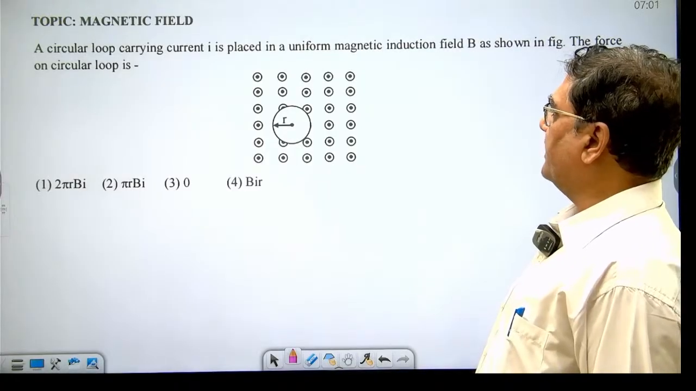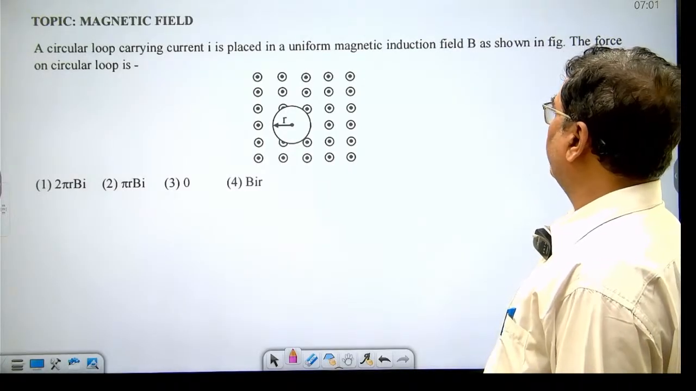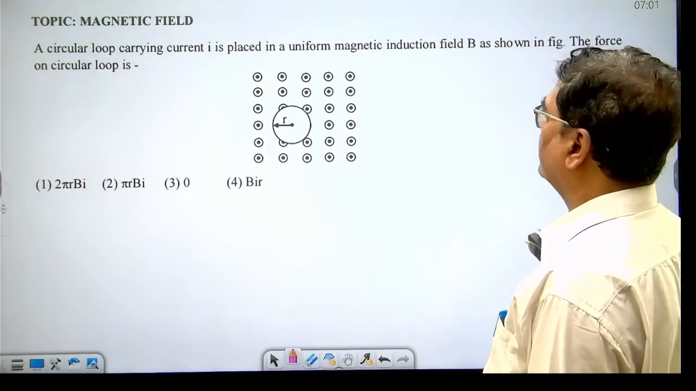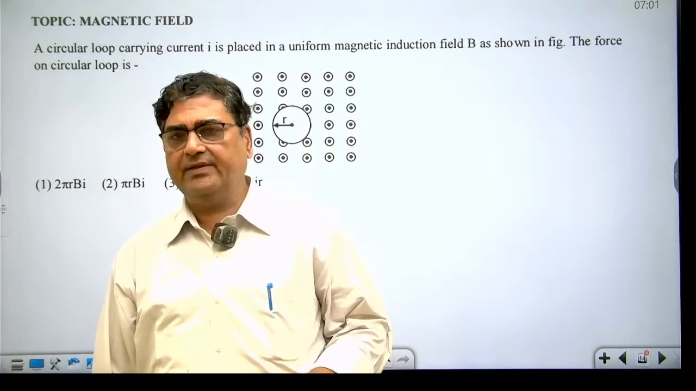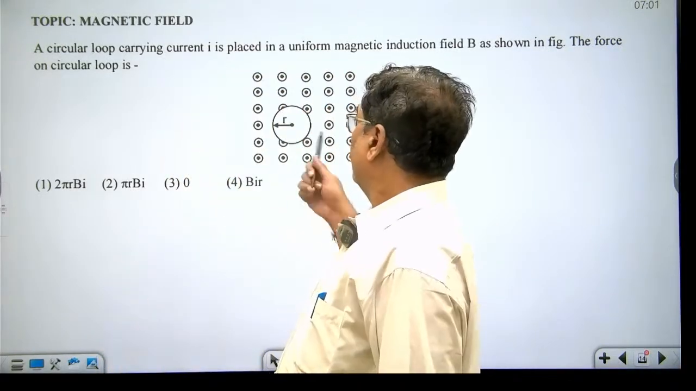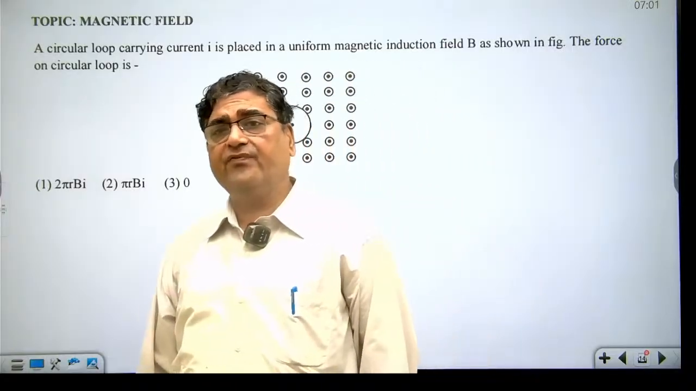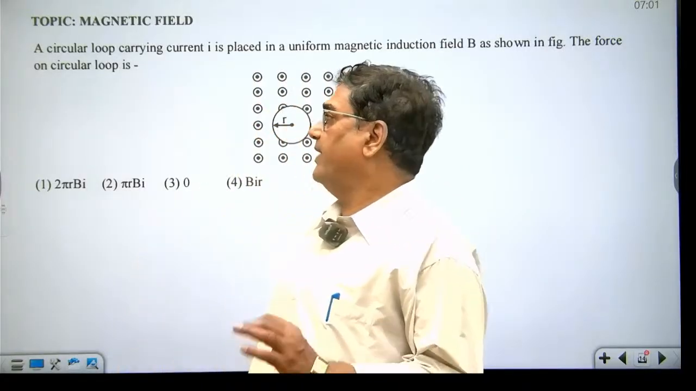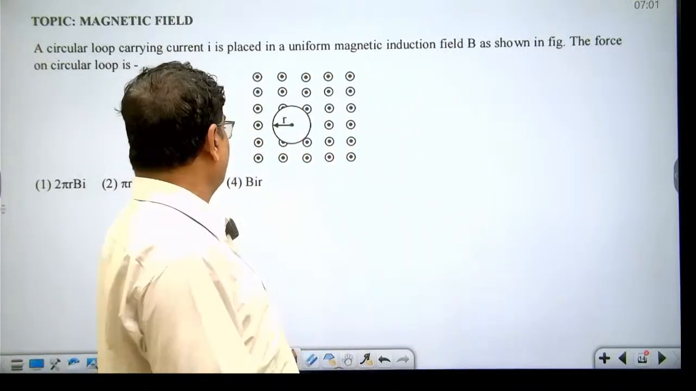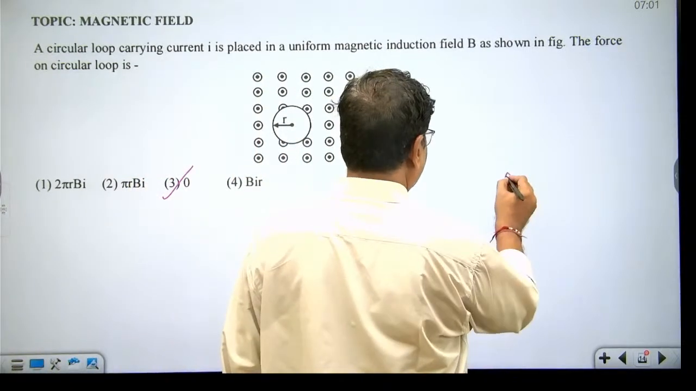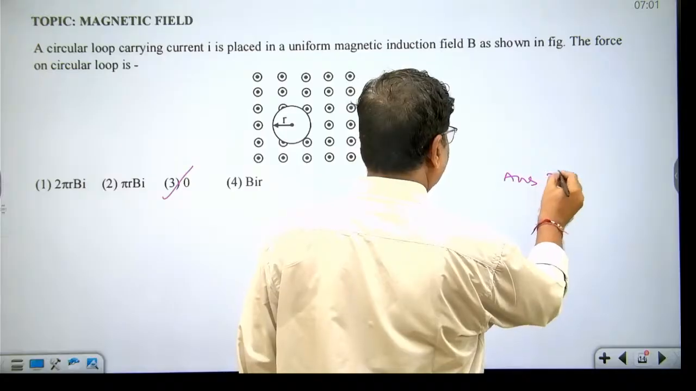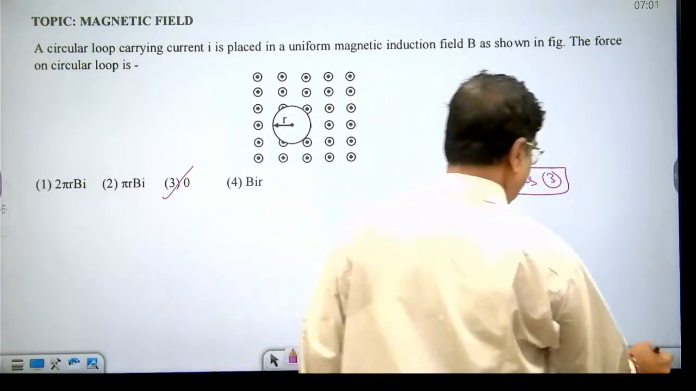A circular loop carrying current I is placed in a uniform magnetic induction field B as shown in the figure. The force on the circular loop is? This is a general concept: whenever any current carrying loop is kept in a uniform magnetic field, then the magnetic force experienced by the loop is equal to 0. So out of 4 choices, option 3 is the correct answer.